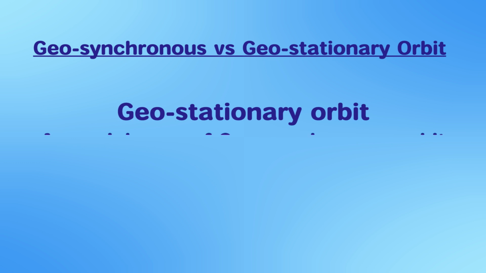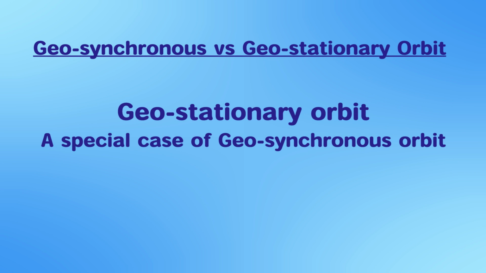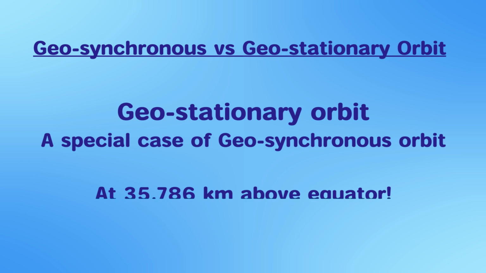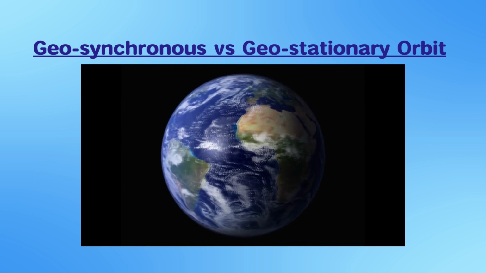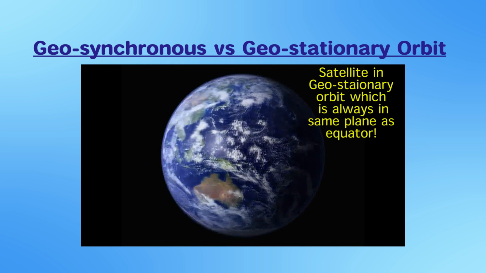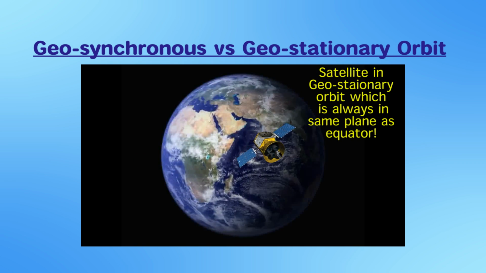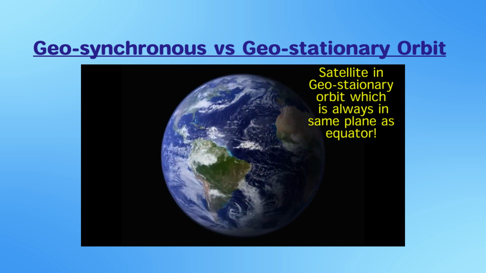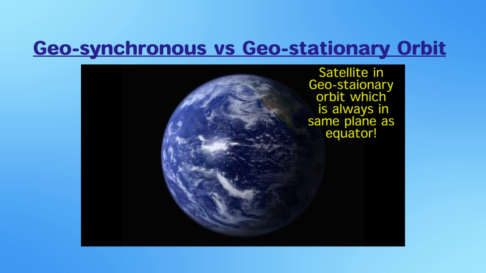A special case of geosynchronous orbit is geostationary orbit. This is a circular orbit at 35,786 km above Earth's equator. Like a geosynchronous orbit, a satellite in geostationary orbit would also complete one rotation around the Earth in one day, that is 23 hours 56 minutes and 4 seconds.